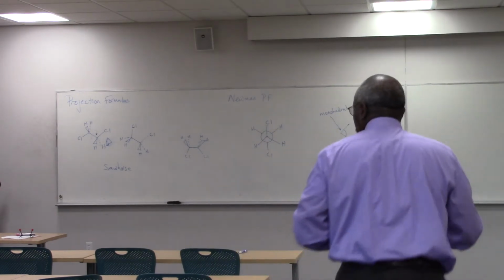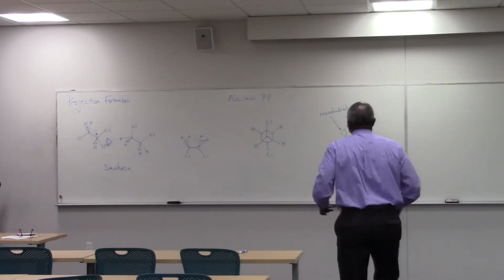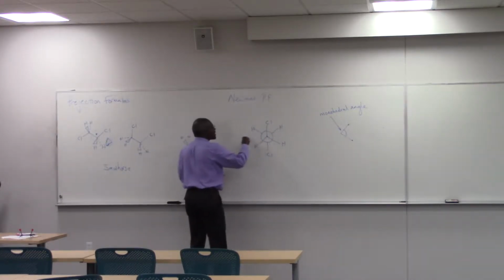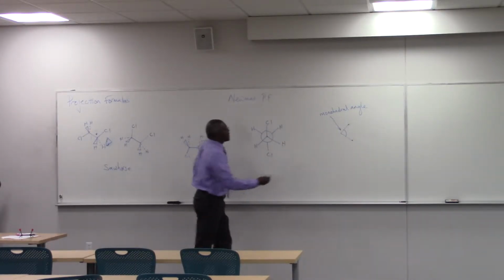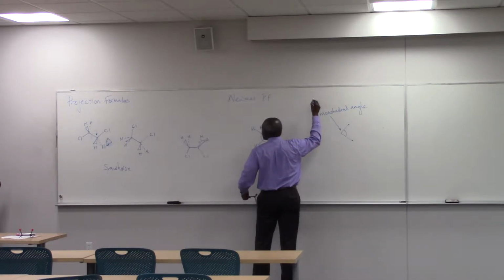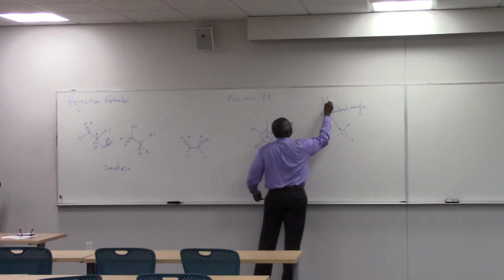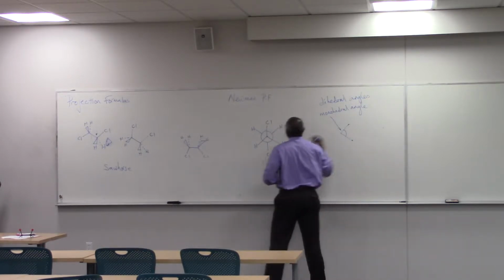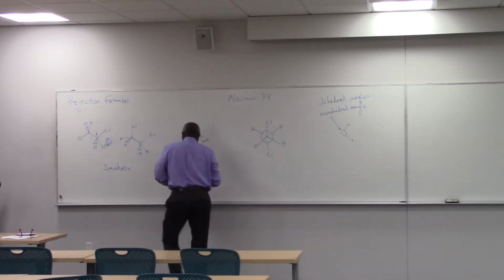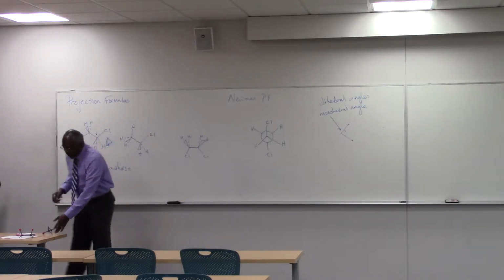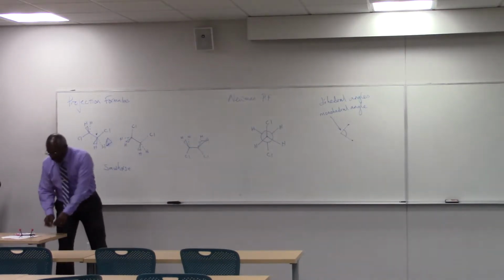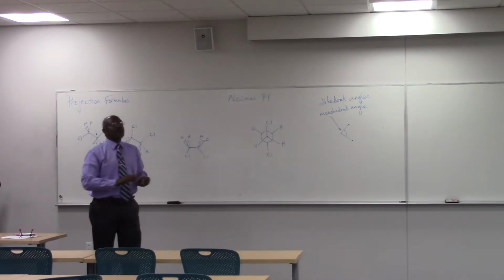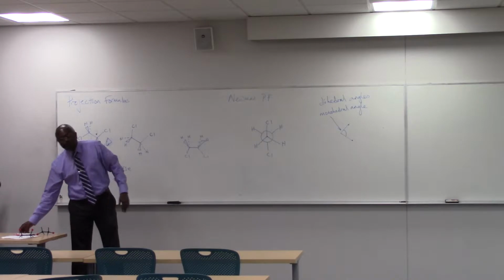Okay? So these angles are all referred to as dihedral angles, right? Those are all called dihedral angles. So what we're going to explore is what happens as we rotate about the carbon-carbon bond and as we change the dihedral angles between groups.